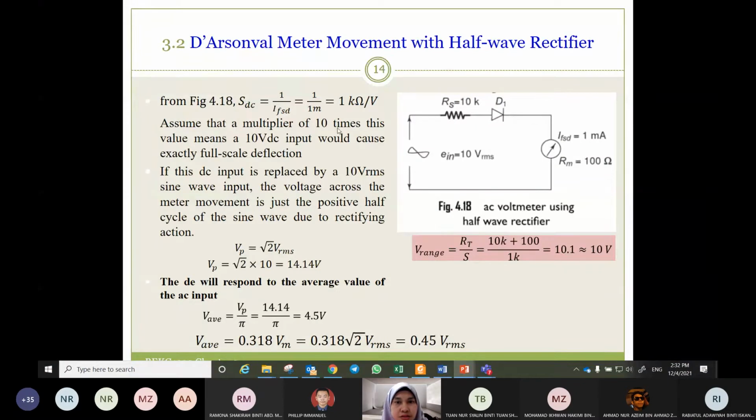Assume that a multiplier of 10 times this value means a 10 VDC input will cause exactly full scale deflection. Imagine that the voltage range for this PMMC is 10 volt. How to calculate 10 volt? V range is equal to R total divided by S. R total is 10K RS plus 100, divided by 1K ohm per volt.